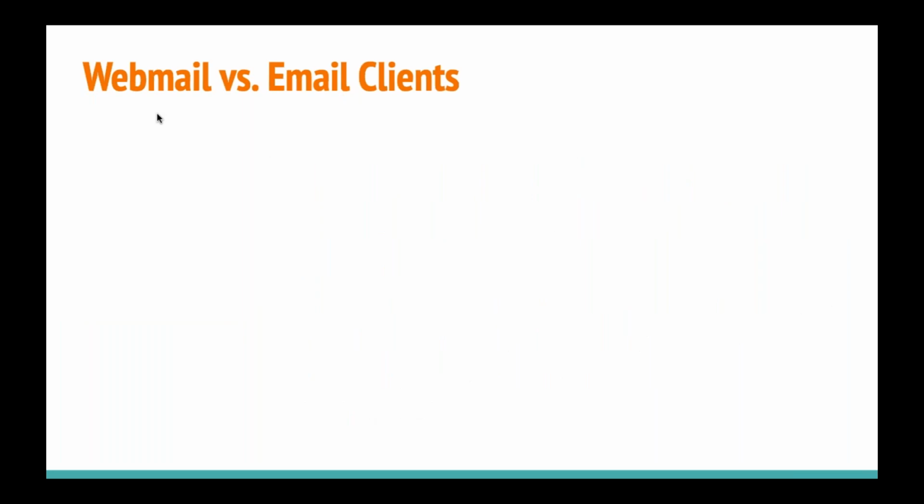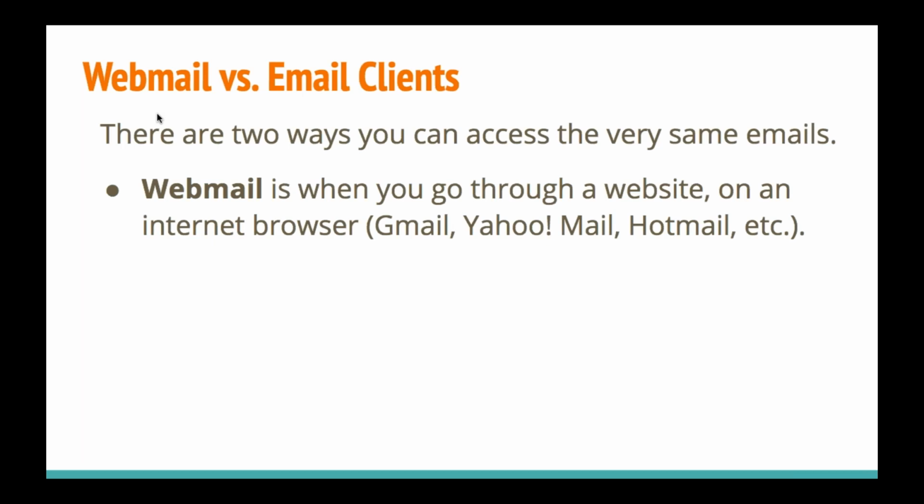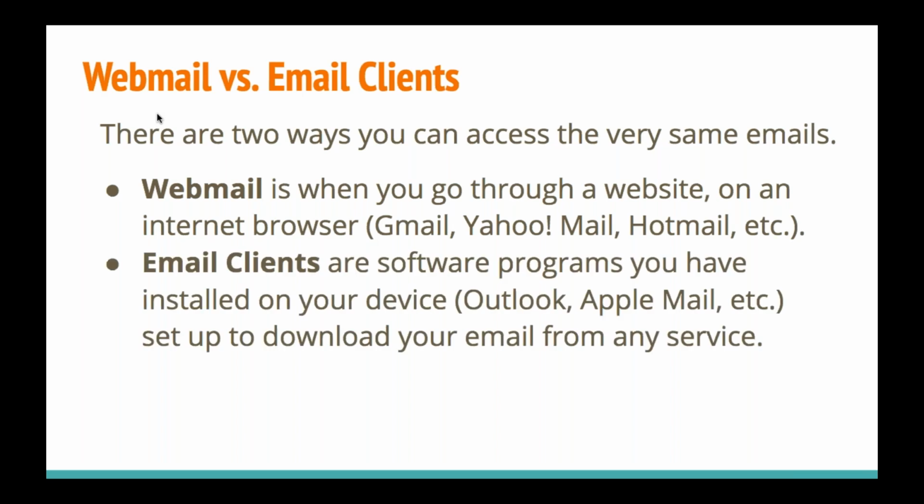And I wanted to talk a little bit about what using webmail means versus using an email client. So what do we mean by this? There are two ways that you can access the same emails. Webmail is when you go through a website on an internet browser. So most email services are available through webmail, Gmail, Yahoo Mail, Hotmail. These are all services that you can use by going to a website, for example, gmail.com, on any web browser you want. So you could use Firefox, you could use Safari, whatever web browser you usually use to access the internet. And you would check your email right there online.